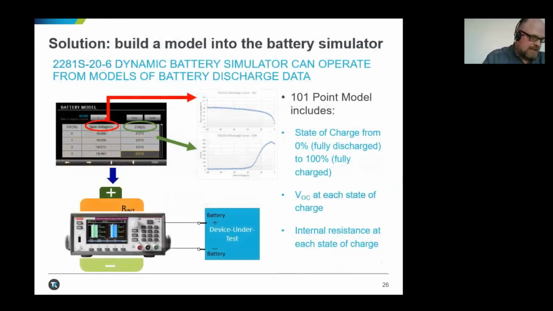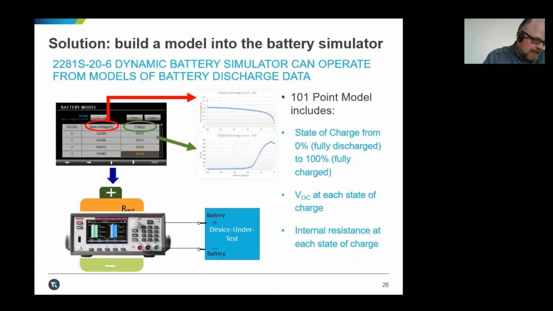Well, the answer is yes, and Keithley does it in their model 2281 dynamic battery simulator. This battery simulator includes a model of open circuit voltage and internal resistance as a function of state of charge. For each integral state of charge from 0% fully discharged to 100% fully charged, the simulator outputs a unique voltage and programs a unique output resistance.